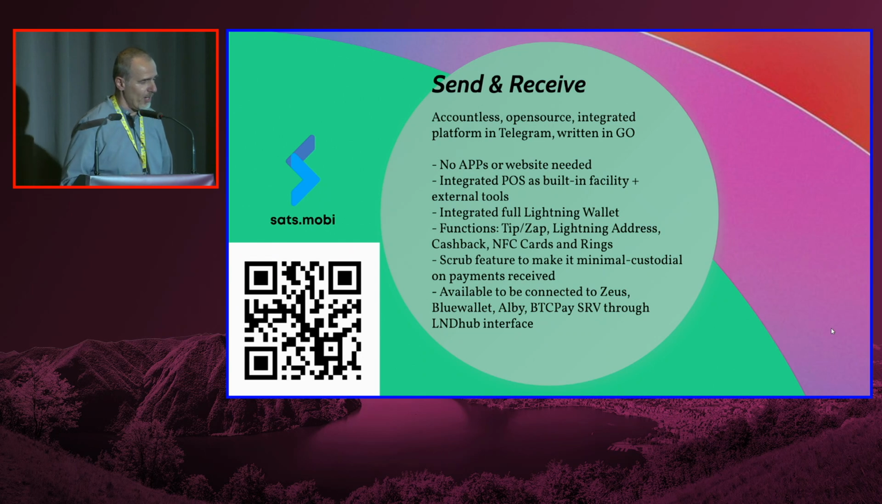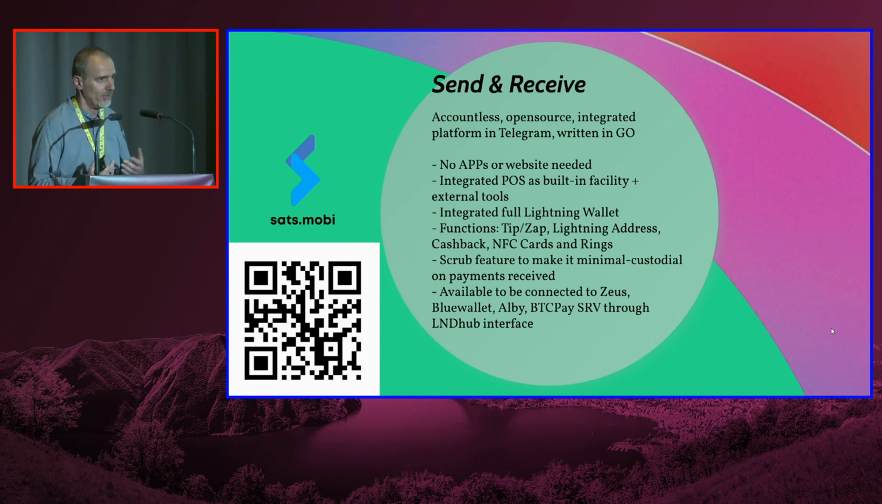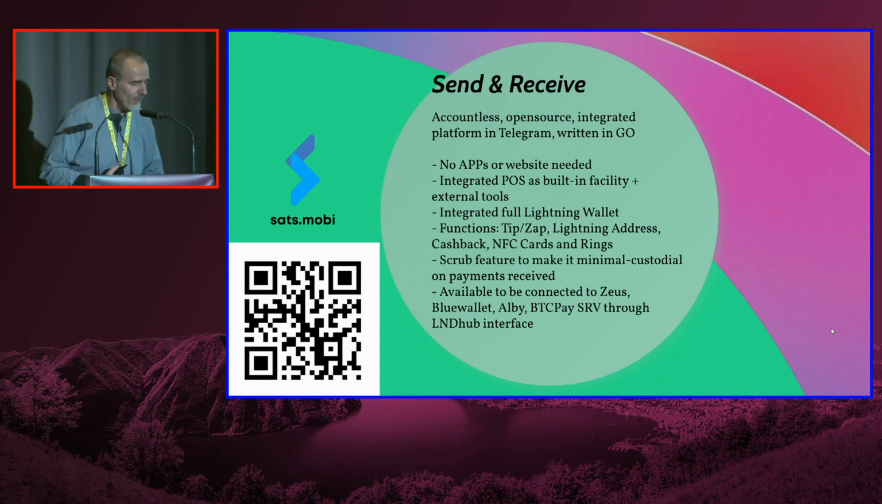This is sats.mobi, the first custodial application we are discussing. This is software integrated into Telegram, written in Go, open source. And this is something that can be used to enter the system very quickly, because there is no software to install. Just run your own Telegram user, if you have one. So no app is required, no website is required, and you immediately get a built-in POS facility. You have a Lightning wallet with a Lightning address.